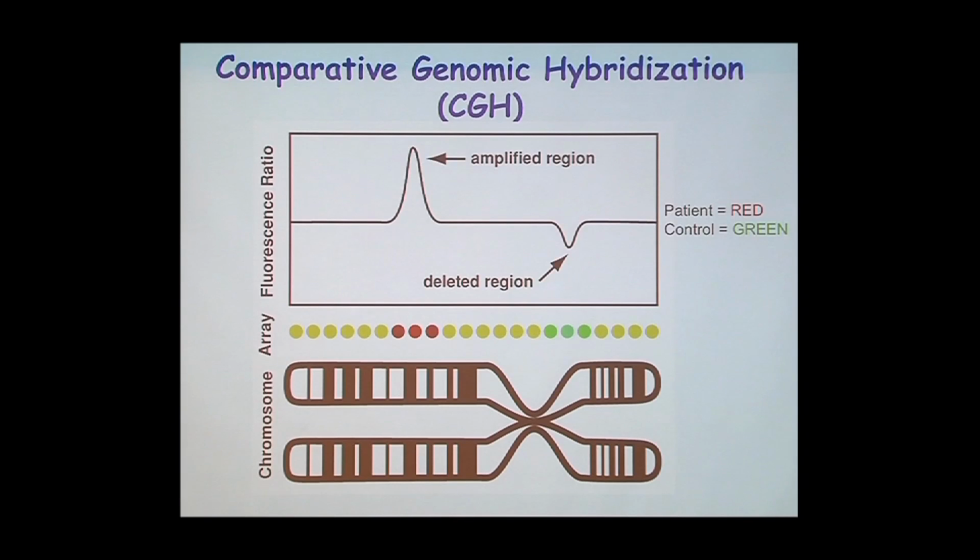And the red shows that there is more of the patient sample than in the control sample, so that's an amplified region. The green shows that there's more in the control and less in the patient sample, so that's a region that's deleted in the patient sample. This technique is rapidly being used instead of or replacing the karyotype technique because it can get to a higher resolution. You can identify smaller regions of deletions or amplifications than you can in a regular karyotype.